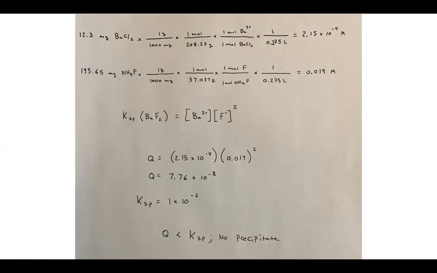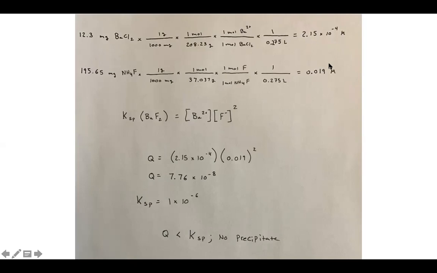Right, so the concentration of barium will be 2.15 times 10 to the negative 4th molar, and my concentration of ammonium fluoride is going to be 0.019 molar. Now that I have these concentrations, I'm going to write my KSP equation, right? So my KSP for barium fluoride, and it's really important to note that there's 2 fluorines per 1 barium atom, right? My KSP of this will be equal to my concentration of barium 2 plus times my concentration of fluorine minus squared.